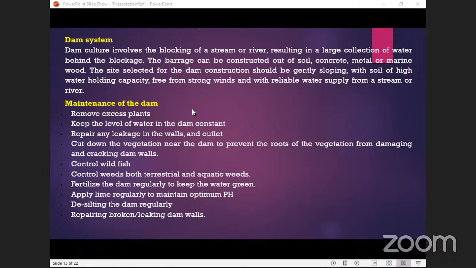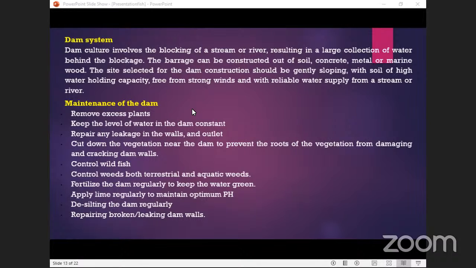Apply lime regularly to maintain optimum pH. Fish require a certain type of pH. When it increases, you have to lower it. When it reduces, you have to pull it up to neutral. This is whereby you have to have the knowledge of the pH behind your mind.